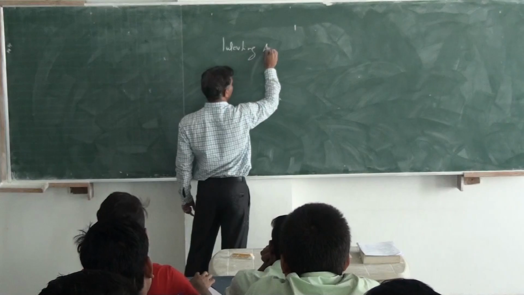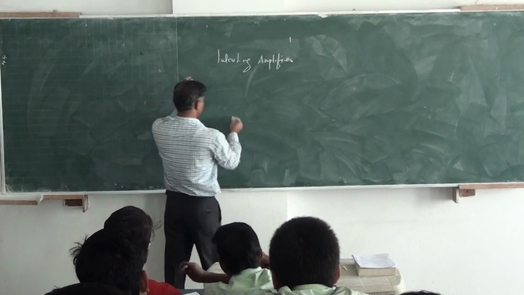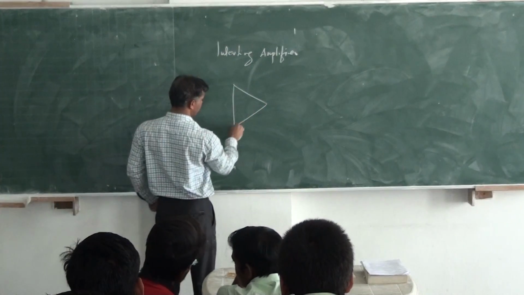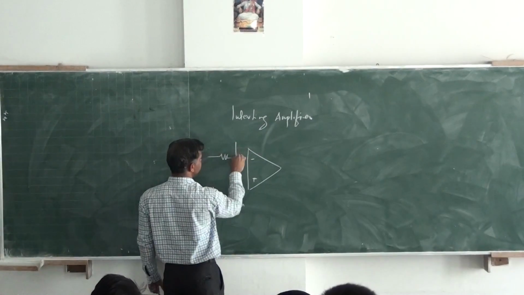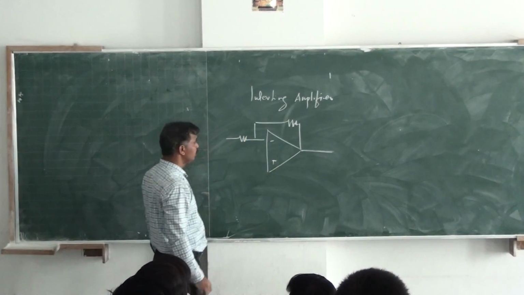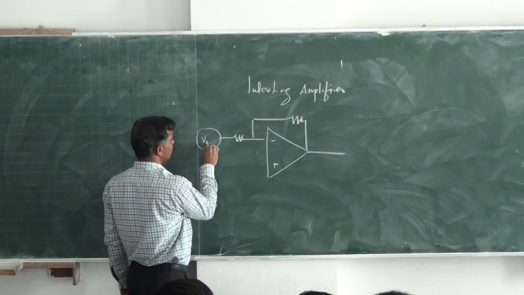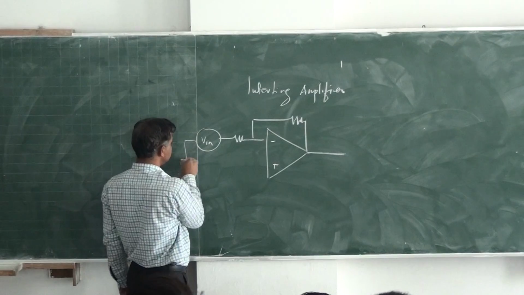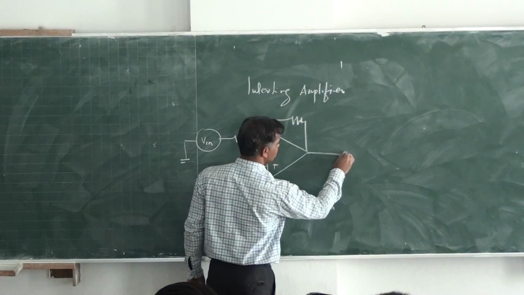Inverting amplifier. You have the op-amp. This is negative, this is positive. And now you have connected some feedback between the negative terminal and the output terminal. Let's say you have connected some input Vin here, and this is grounded, connected at ground potential. And this is your Vout.